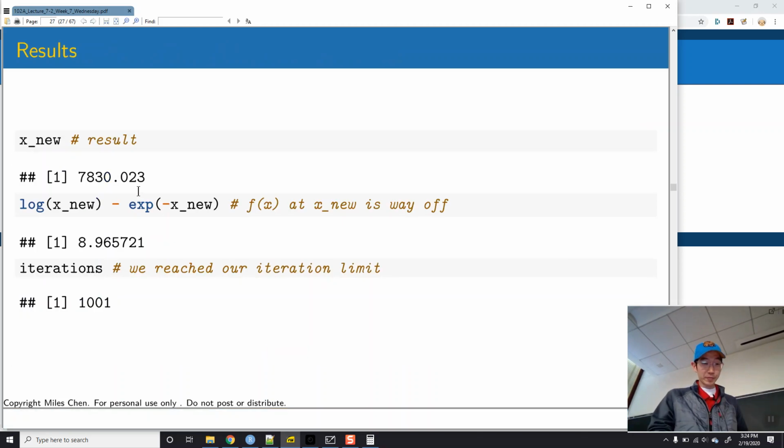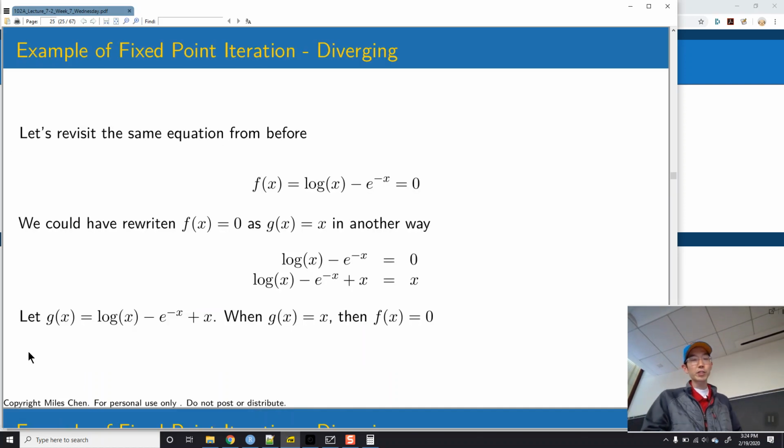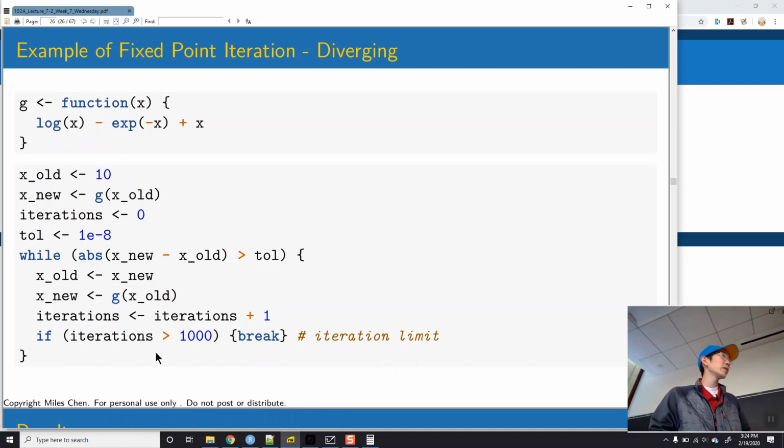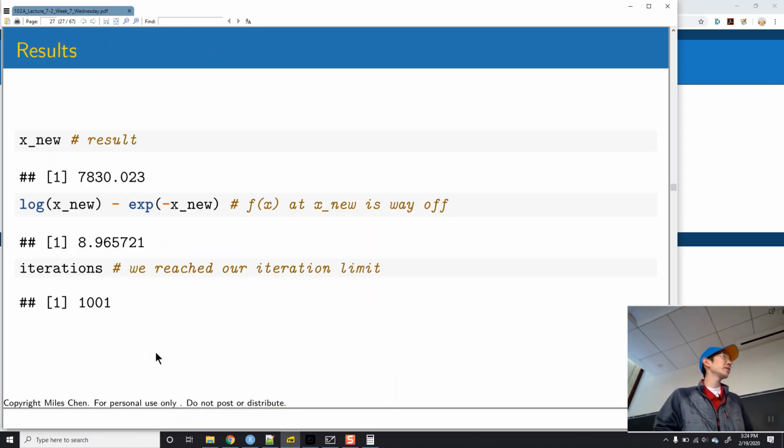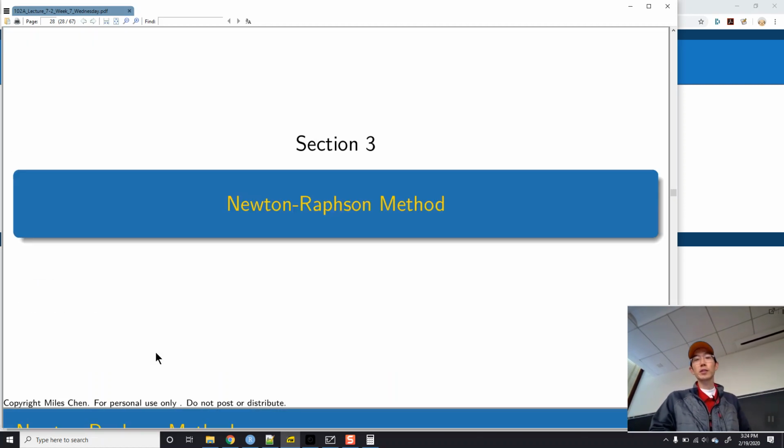So anyway, after 1,000 iterations or 1,001 iterations, our value is 7,800, and when we plug that in here, we're not anywhere close to 0, okay? And indeed, we reached our iteration limit. So when you do the fixed point iteration, how you rewrite your function can affect whether it works or not, okay? So we saw one case where it did work and another case where it doesn't.